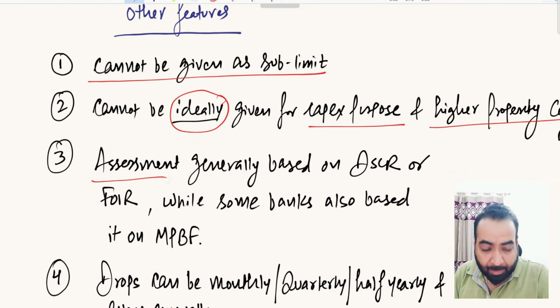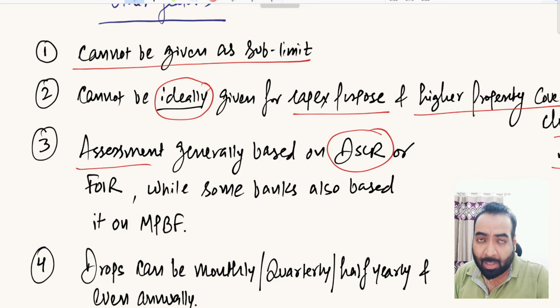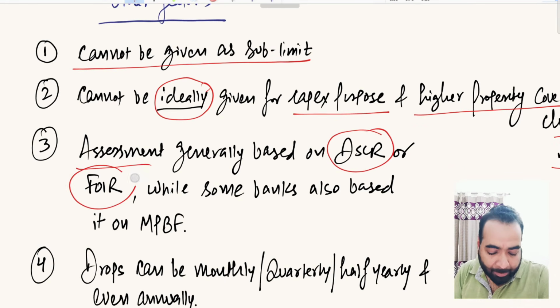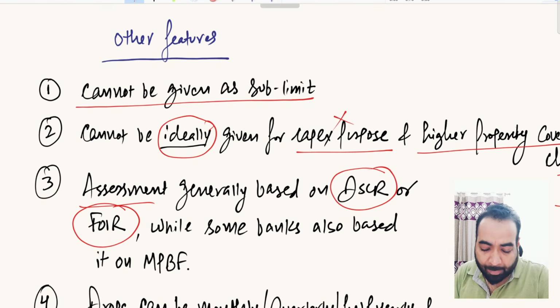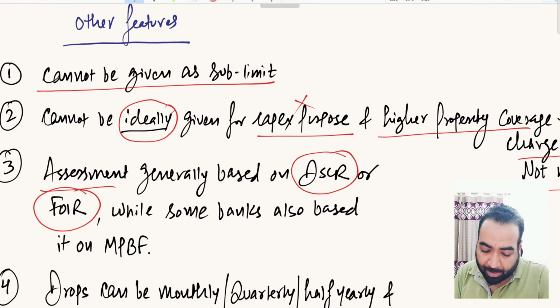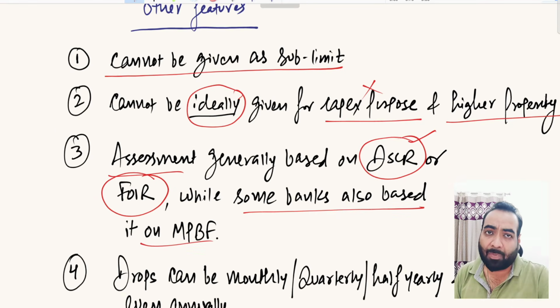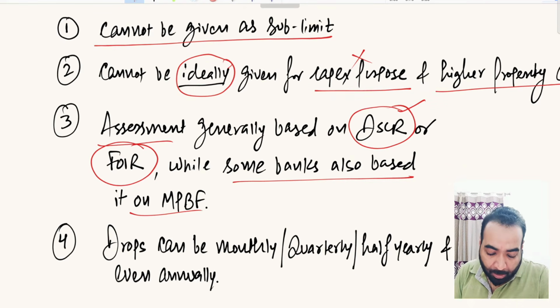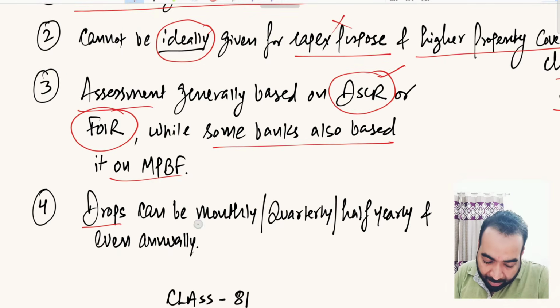So the assessment of drop line overdraft is generally based on the DSCR if it is given by the working capital department. If DLOD is being given by the LAP department, then the assessment is based on FOIR calculations. While some banks that I personally know, they make the assessment of DLOD, since the DLOD is not given for capex, it is given for working capital only, they make dual assessment of DLOD. They base the DLOD on DSCR as well, and they base the DLOD on MPBF norms as well. Right, dual calculations.